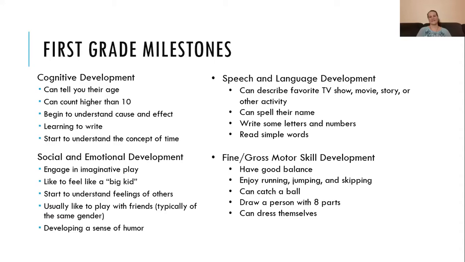Around this age, they feel like a big kid, especially if they have younger siblings, they want to be the helper around the house, and they start to understand the feelings of others, which is really nice to see at this point. So if someone is sad, they notice. They usually like to play with friends at this time, typically sticking to same gender friends.